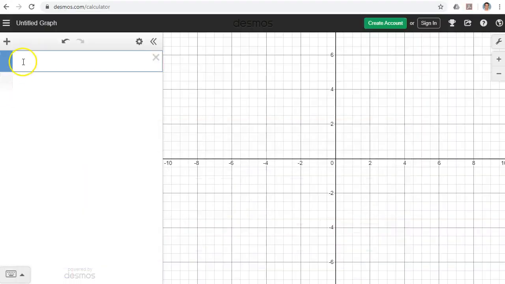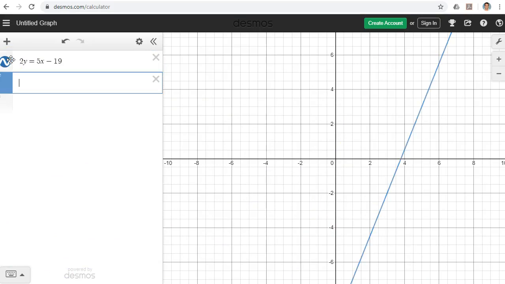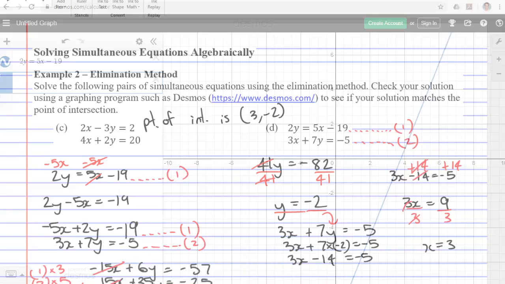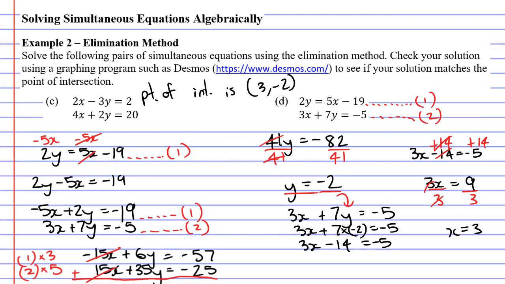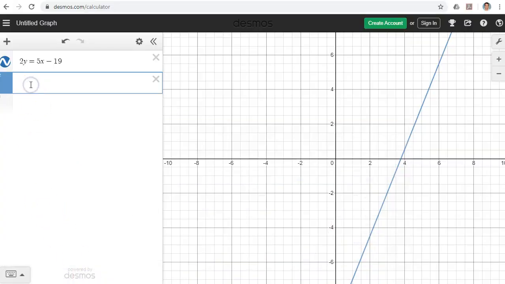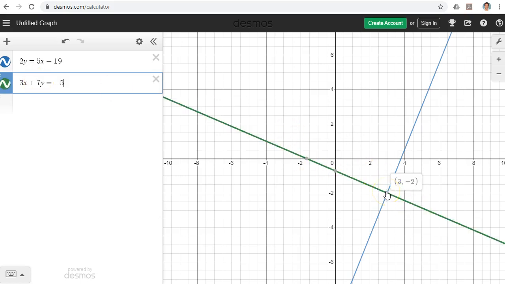It's going to be hard for me to remember these. So we've got 2y equals 5x minus 19. And the other equation is 3x plus 7y equals negative 5. Excellent. And we get the point with an x value of 3 and a y value of negative 2.